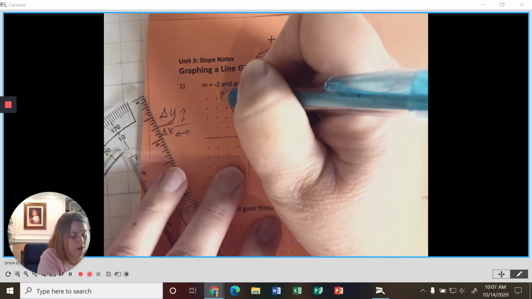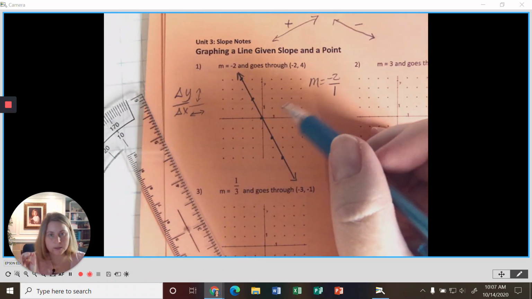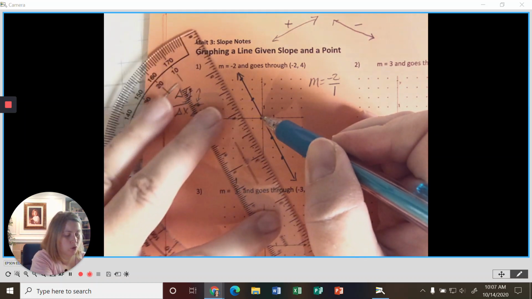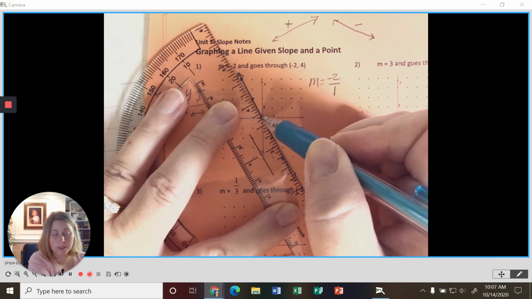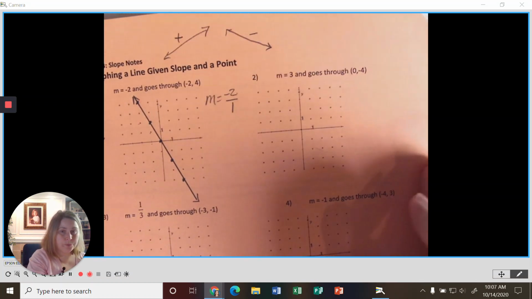And just as far as precision for hitting the points, here is a little tip for you. If you put your pencil on your point first and then bring your ruler to your pencil, then you're going to increase your chances of hitting all the points. Okay, a little graphing help. All right, let's look at number 2.